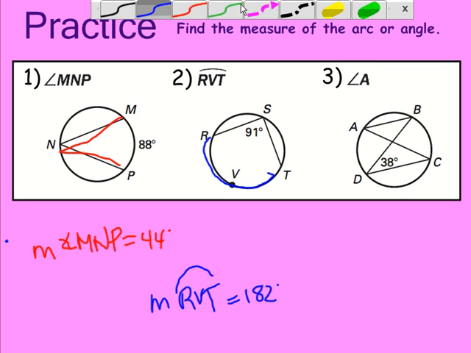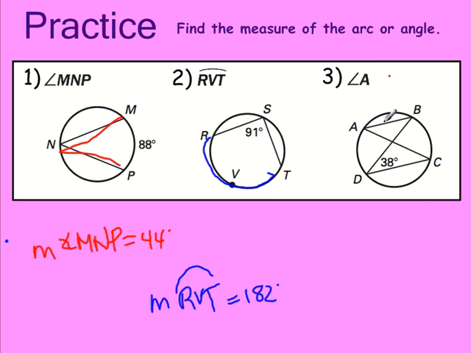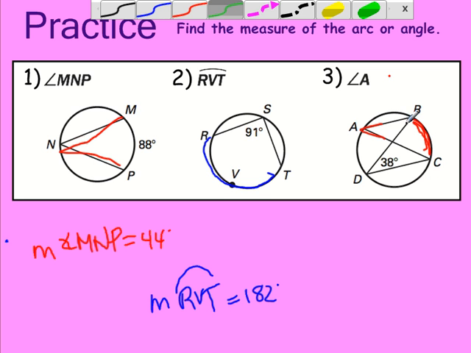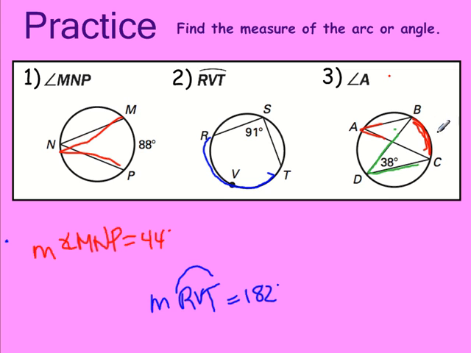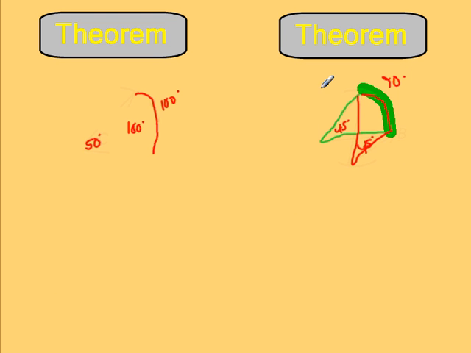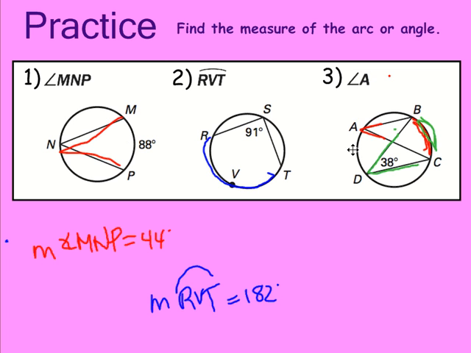And last but not least, we have this third problem, and it's asking us to find the measure of angle A. Now, angle A intercepts this arc BC. What we should also notice is that angle BDC also intercepts this arc. So if I knew the measure of this arc, I could figure out the measure of angle A. And we could figure out the measure of the arc because we have this other inscribed angle. Now, our theorem from before said that if they are intercepting the same arc, then they're going to have to be congruent. So we can go ahead and say that the measure of angle A has to be 38 degrees.